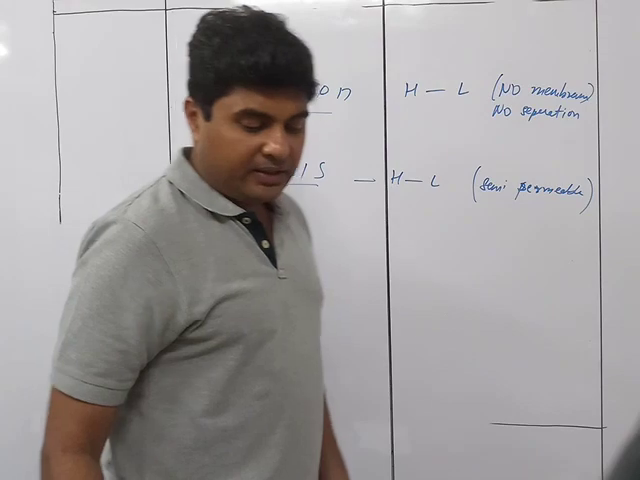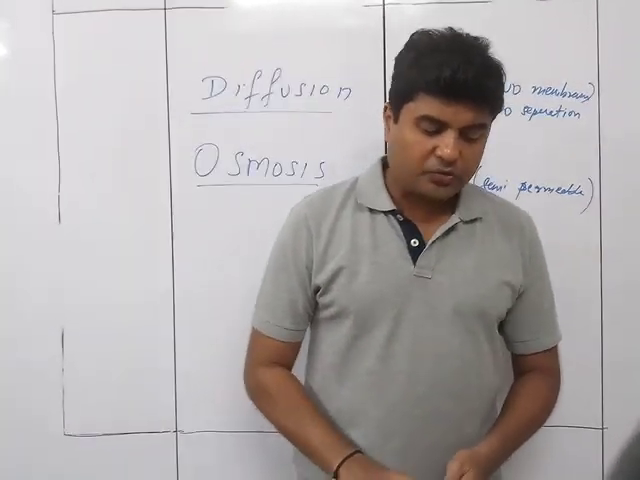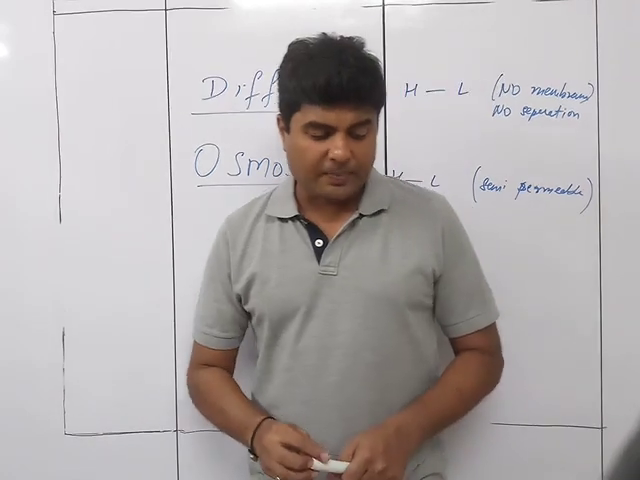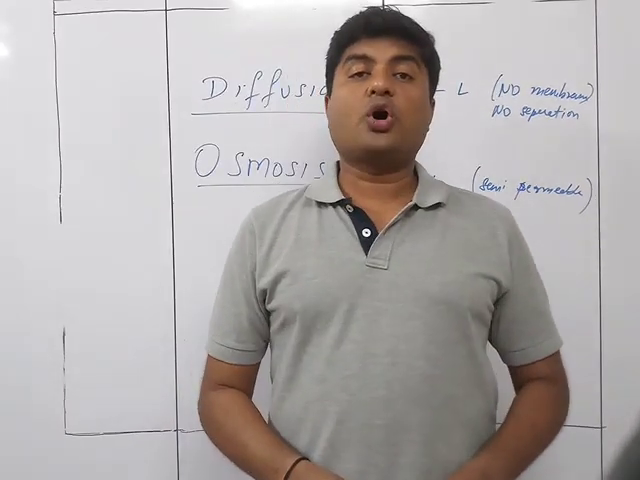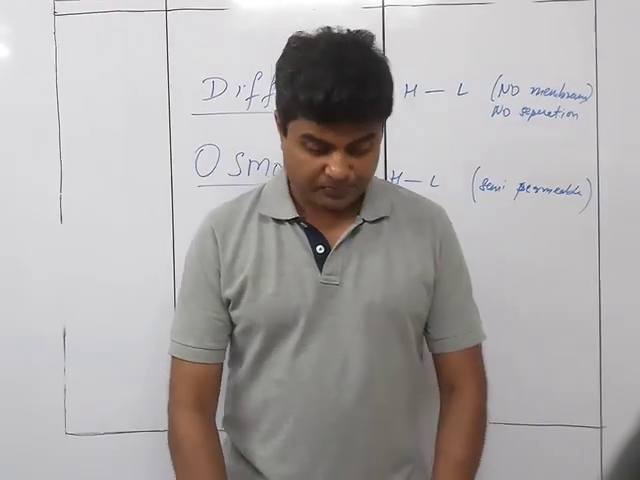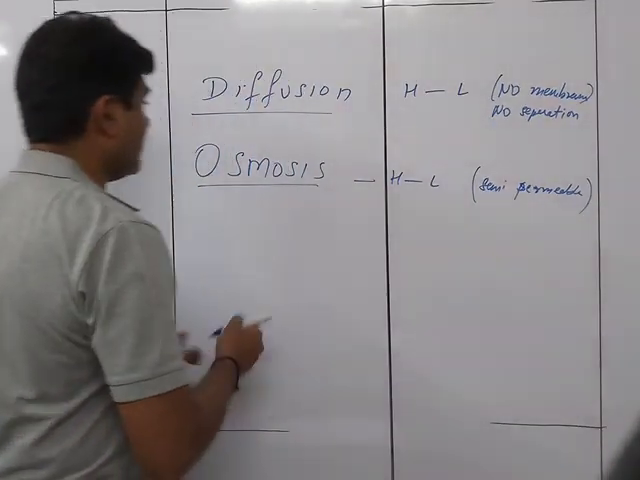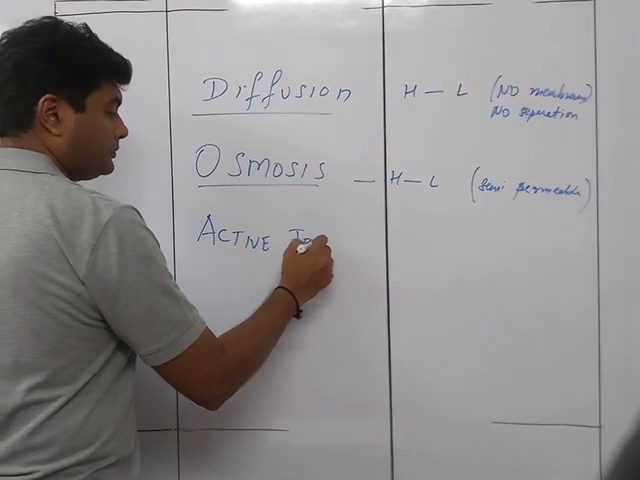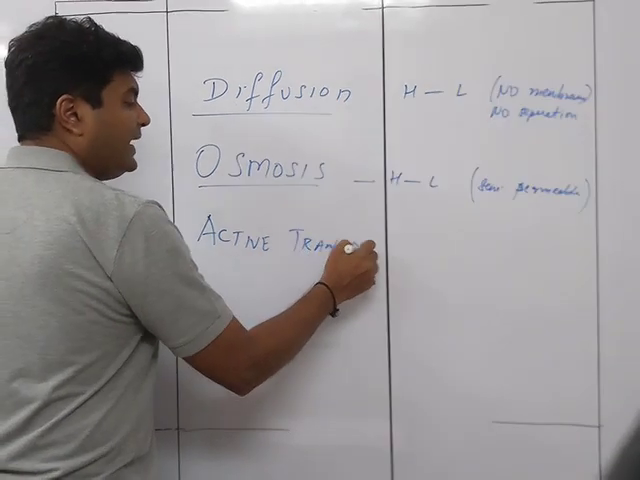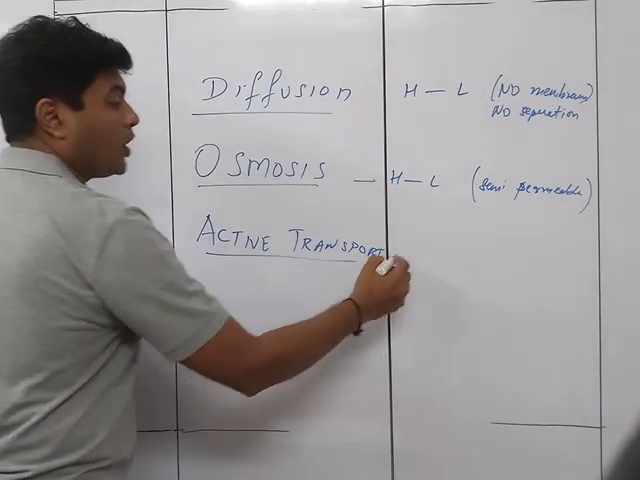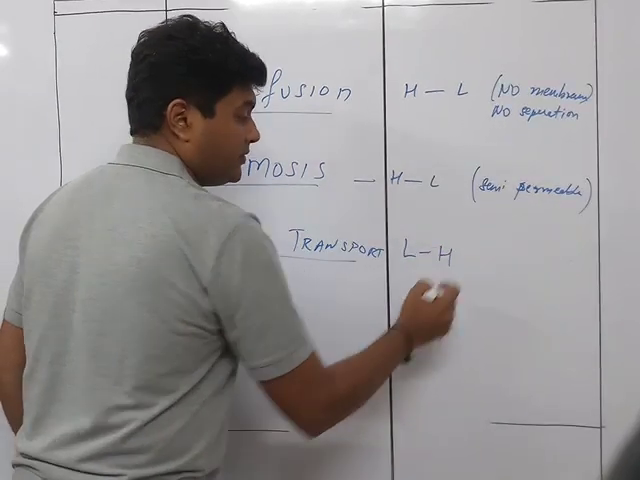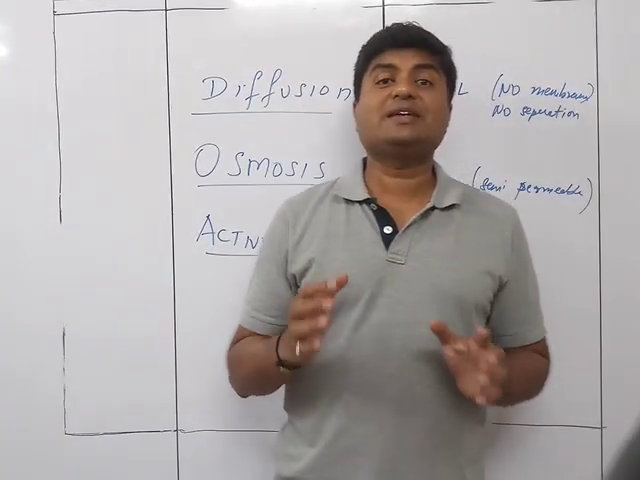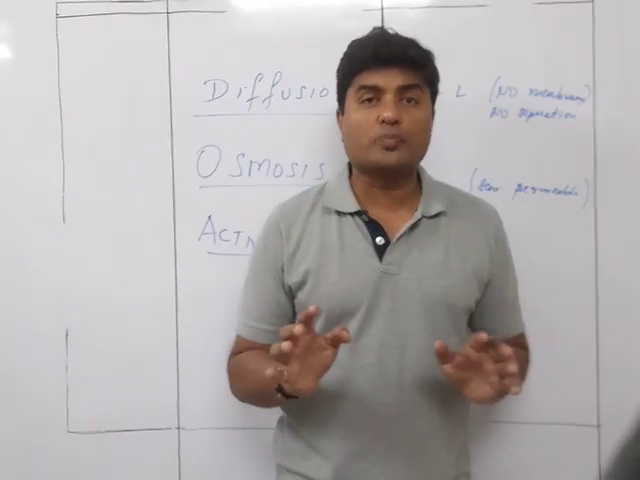So the movement of water molecules from a region of higher concentration to a lower concentration through a semi-permeable membrane is called osmosis. The third one is called active transport. Active transport takes place from lower level to higher level. Why active transport? Because this is a transport which is not going to happen automatically.